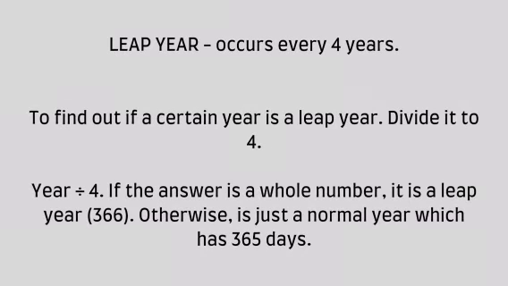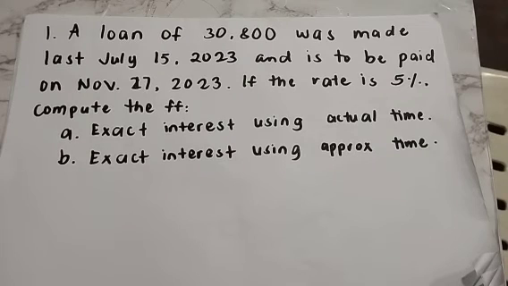Sa leap year naman, this occurs every 4 years. So, para malaman natin if yung certain year sa given is a leap year, i-divide natin to sa 4. Okay, so year divided by 4. So, kung yung answer is a whole number, leap year yon, which is may sobrang isang araw sa February kaya magiging 29 days. So, overall, 366. Otherwise, kung may decimal point, normal year lang yon na merong 365 days.